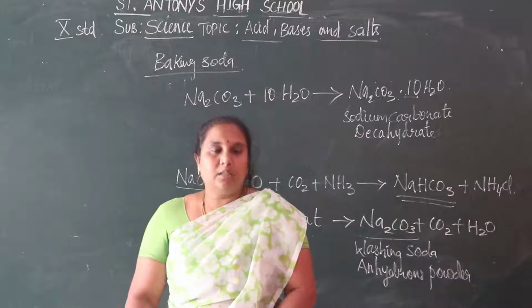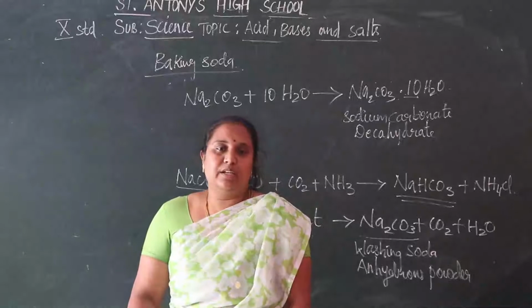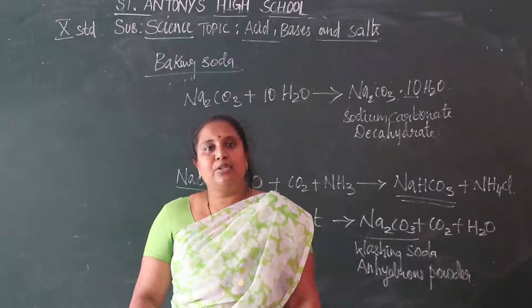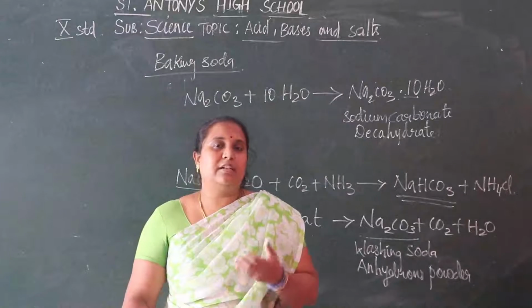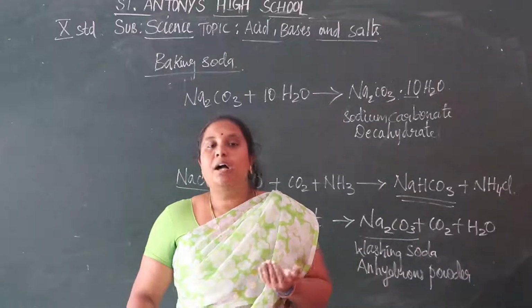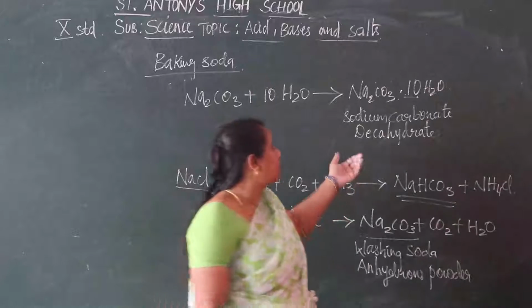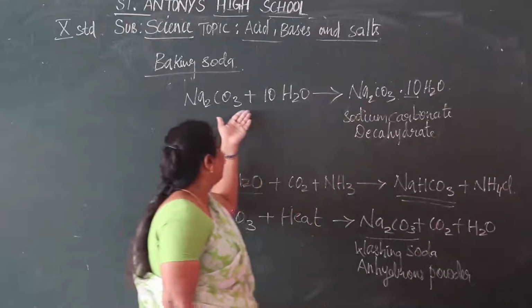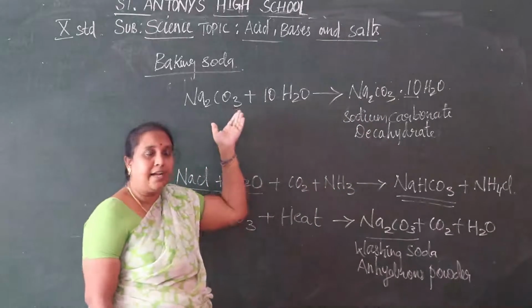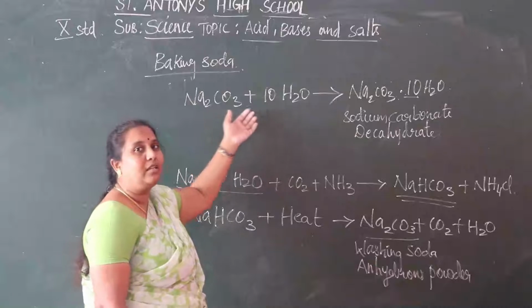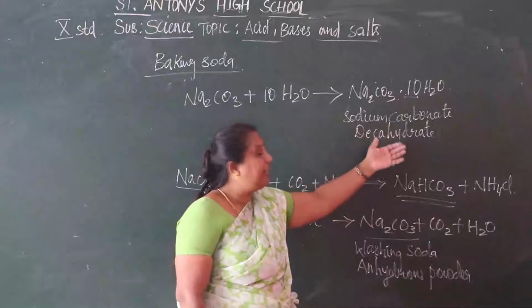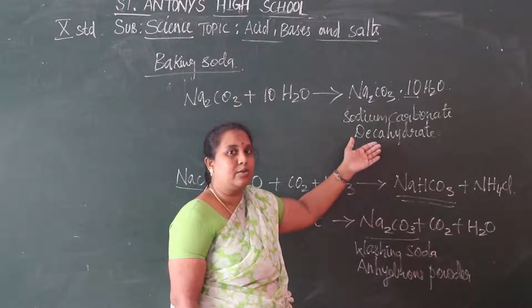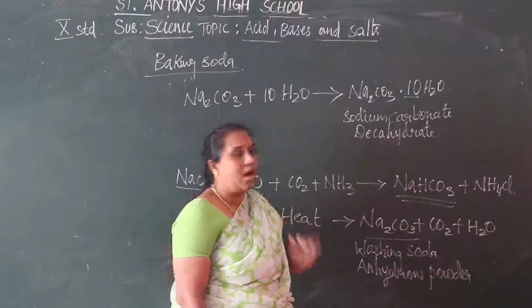And then the water of crystallization. How do we do the water of crystallization? The crystals can be made into the hydrated form. I already used the example here, sodium carbonate, which is an anhydrous powder. We add water molecules to it and we get hydrated washing soda, hydrated sodium carbonate.